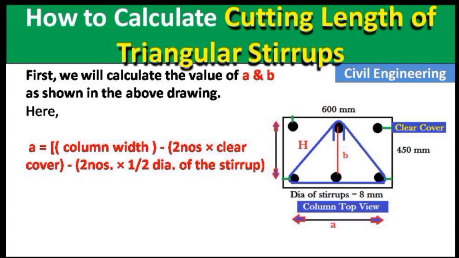So let us put in the values. Here the column width is 600 mm, and 2 into the clear cover, which is given as 40 mm.